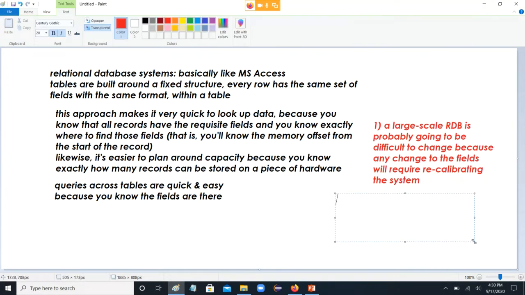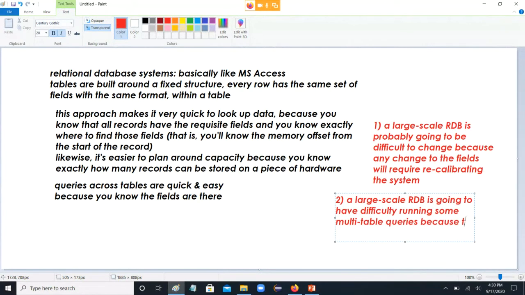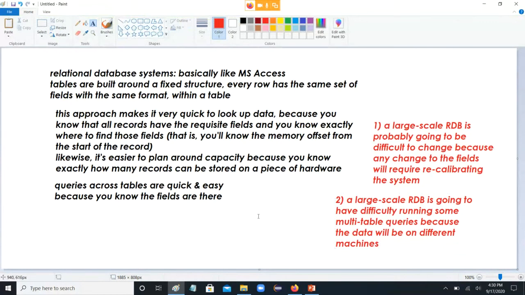Number two, again, a large-scale relational database is going to have difficulty running some multi-table queries because the data will be on different machines. Okay, so that means if all the data is in RAM, then all these cross checks between trying to figure out which records match with which table, all that can happen super fast.